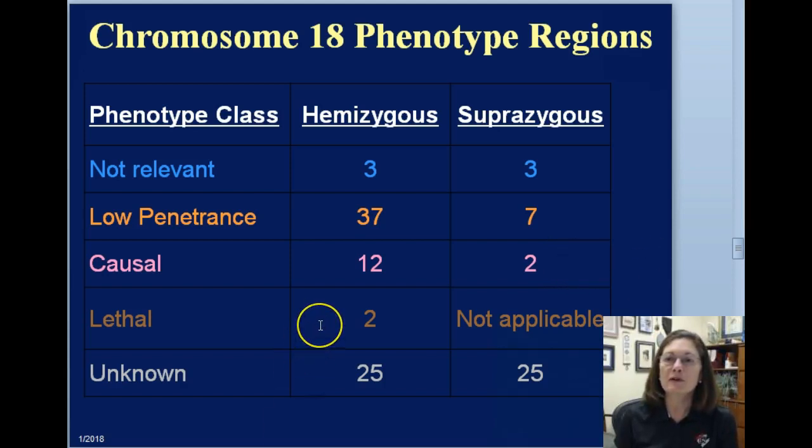As I said before, there are 2 haplolethal regions, and there are multiple regions associated with phenotypes or diseases that we have no idea what the genetic mechanism is, and so those are unknown. And there's 25, and since it's not known whether it plays a role in deletion or duplication, there's 25 of each of those. So this is where we are as of January of this year.